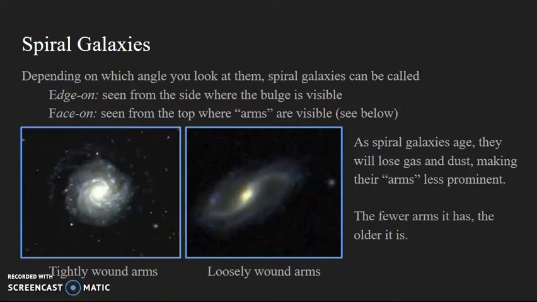Depending on which angle you look at them, spiral galaxies can be called edge-on, seen from the side where the bulge is visible, or face-on, seen from the top where arms are visible. As spiral galaxies age, they will lose gas and dust, making their arms less prominent. The fewer arms it has, the older it is.